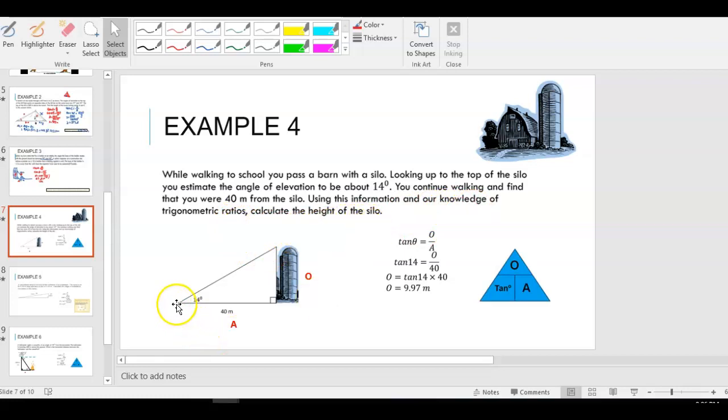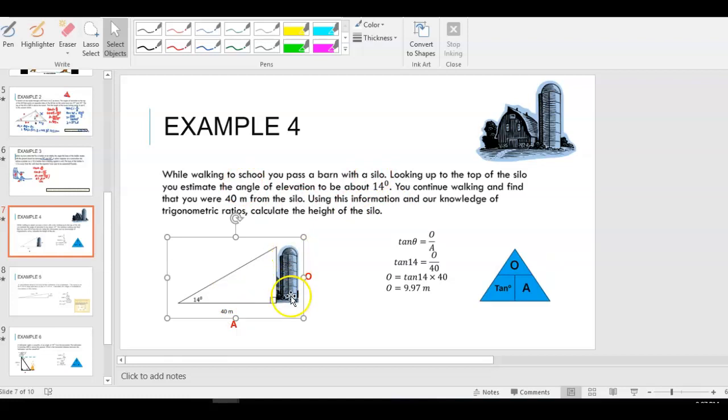So as you are standing at this point here, you notice that from your point of view to the top of the silo, the angle of elevation is 14 degrees. And then you figured out that the distance where you measure that angle from the silo is 40 meters. Okay, so once you properly created the triangle, most of the time the triangle will not be given to us, so we have to use the information from the word problem step by step to draw the triangle.